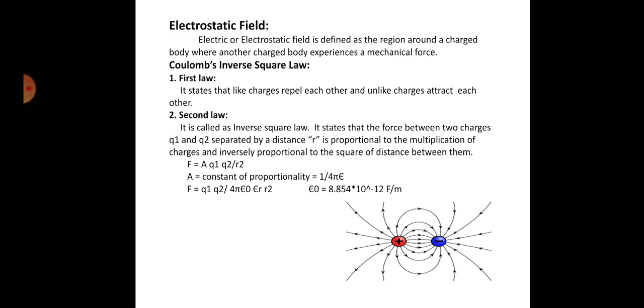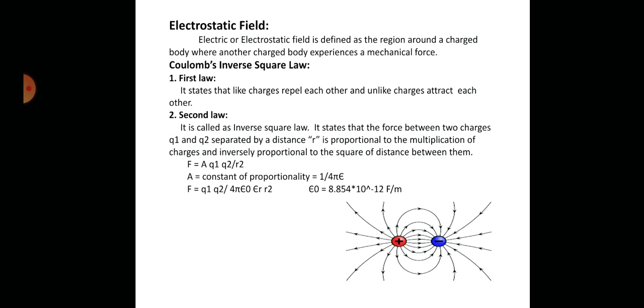Now there are also some laws like Coulomb's law. Coulomb's first law states that like charges repel each other and unlike charges attract each other. Also there is a second law, called the inverse square law. It states that the force between two charges, q1 and q2, separated by distance r, is proportional to the multiplication of the charges and inversely proportional to the square of the distance between them.